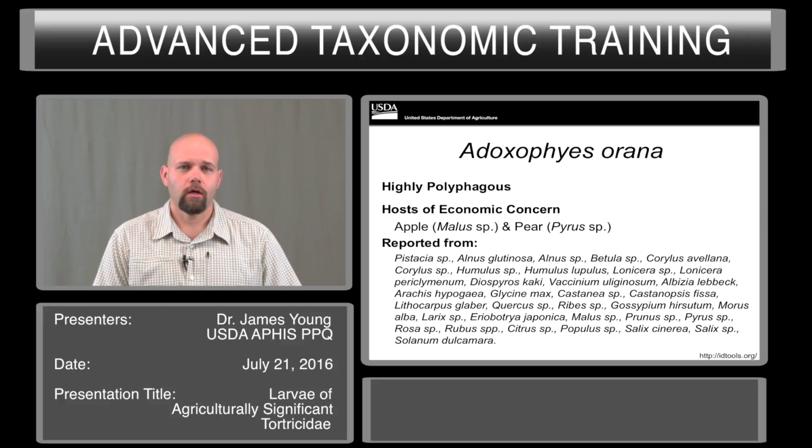Adoxophyes orana is the summerfruit tortrix. It is a pest of apple and pear primarily. However, it's reported from a wide range of hosts, including oak, willow, soybean, peanut, pistachios, and many other species that do occur here in North America.